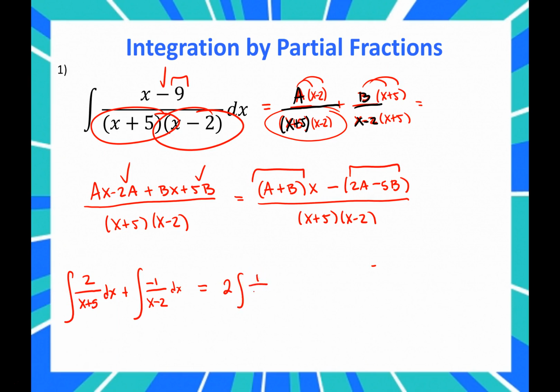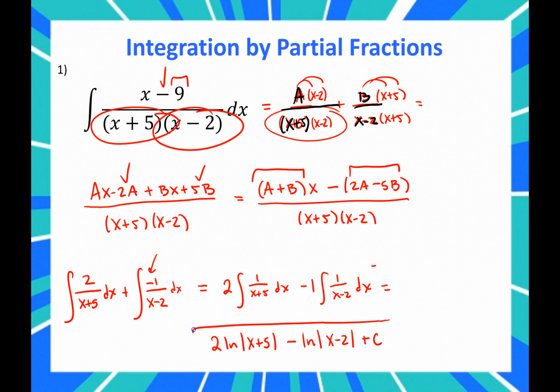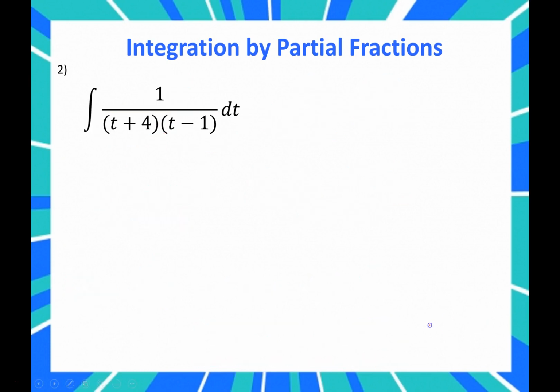That's going to give you a 1 over x plus 5 dx. Pull that minus 1 out right here. That's going to be a 1 over x minus 2. Okay, and our final answer here is going to be 2 ln absolute value of x plus 5 minus ln of x minus 2 plus c. There we go.